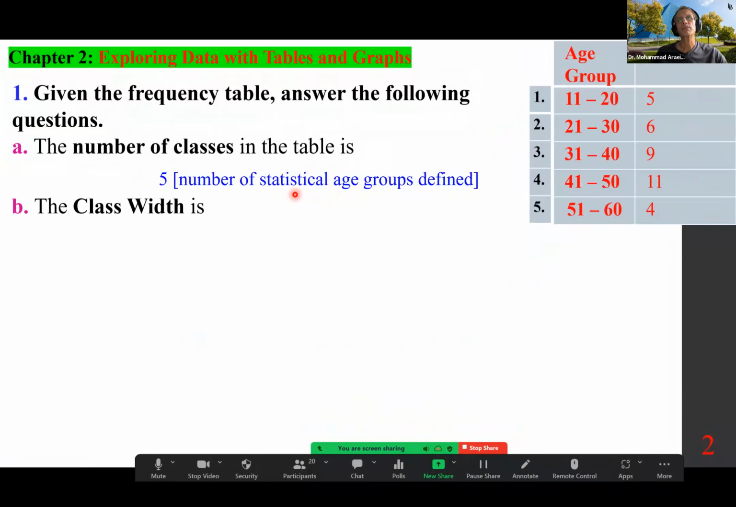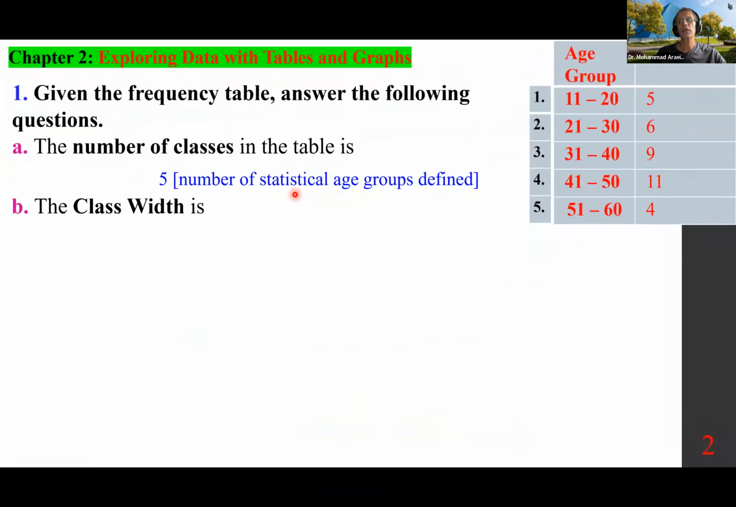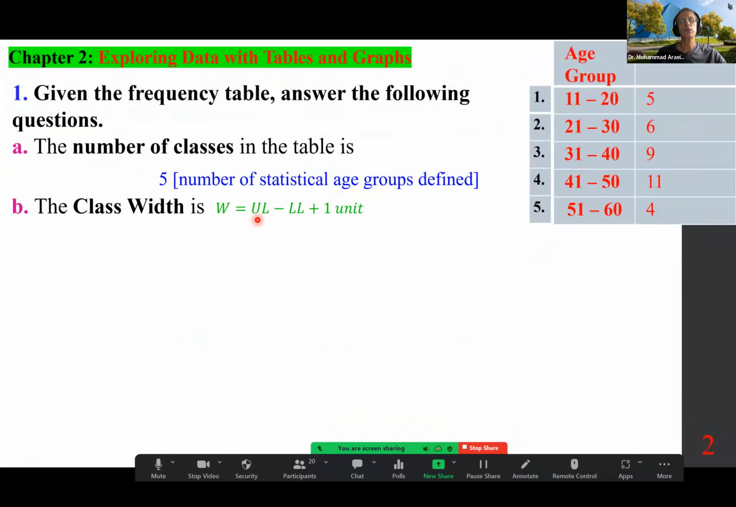What is the class width? Well, let's look at the concept of a class width. If you look at one class, any of them you pick, the UL is the upper limit. These are the lower limits, that means the smaller values. These are the upper limits. So the minimum value for the first class is 11. The maximum value is 20. For example, for class number 5, the minimum value, the lower limit, is 51. The maximum value or the upper limit is 60.